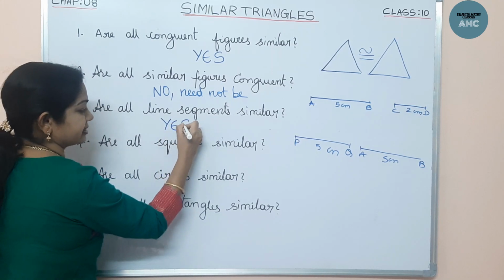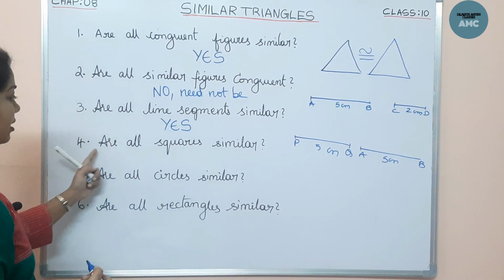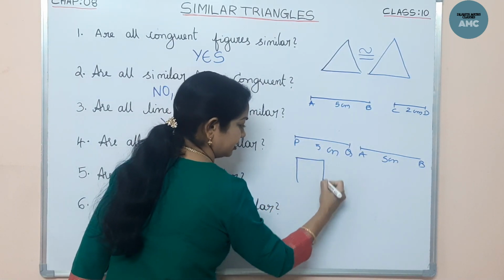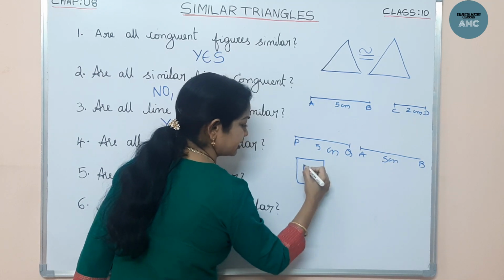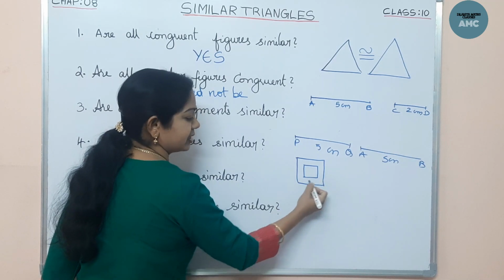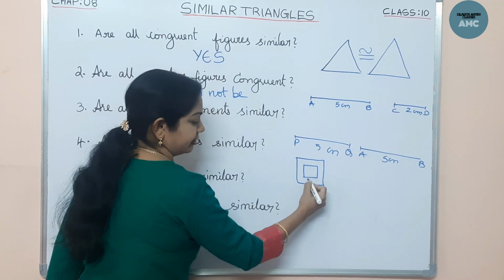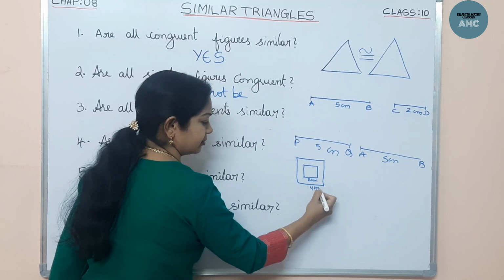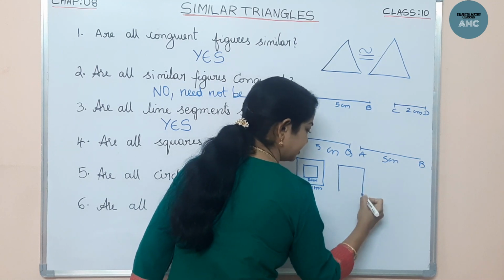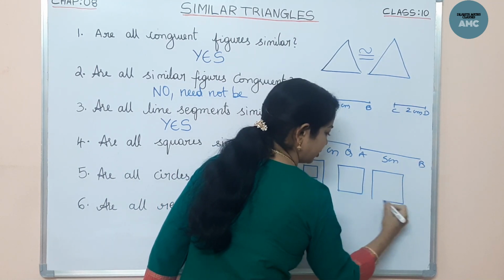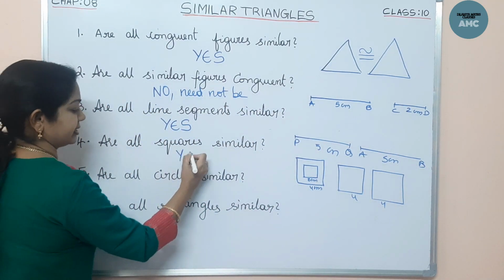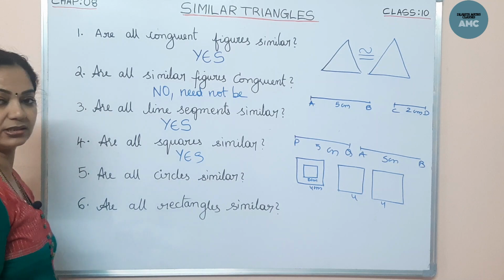This is yes. Now, are all squares similar? Let us see the squares. The bigger square and the smaller square I am taking. This has a side of 2 centimeters. This has a side of 4 centimeters, let me suppose. So, they are similar. All the squares, whether they are congruent also or not, they are similar. If I take the same 4 and 4, they are also similar. That means yes.